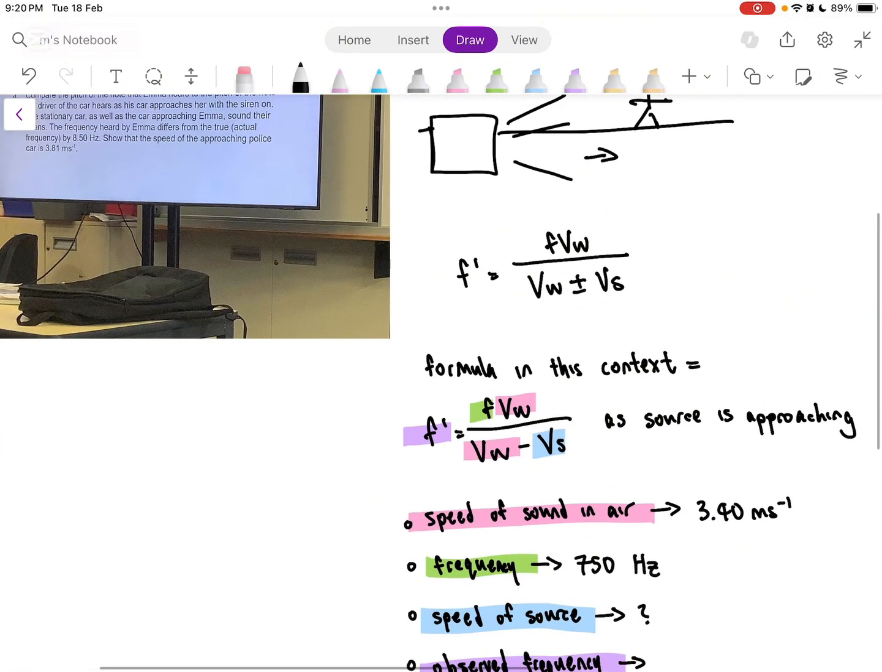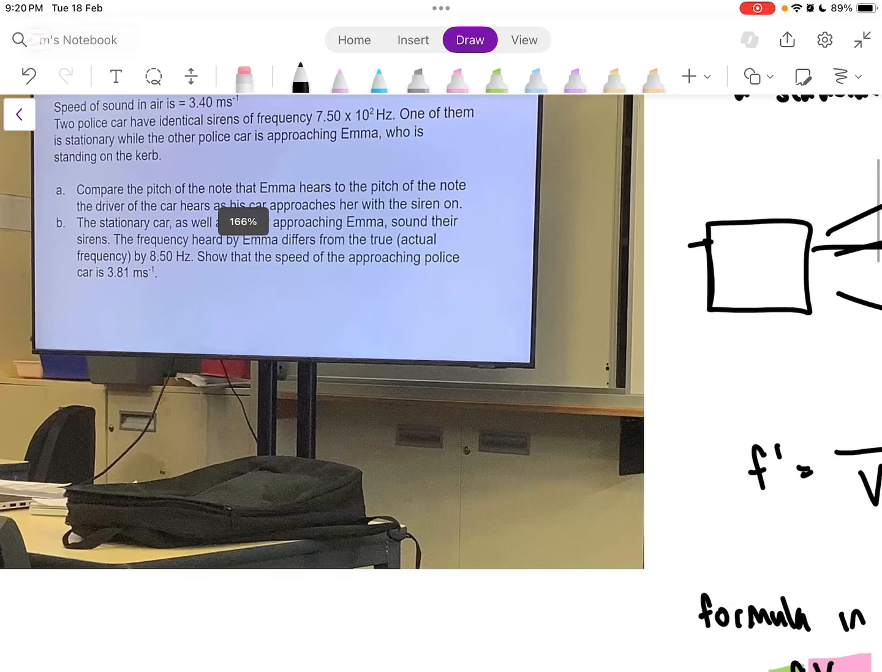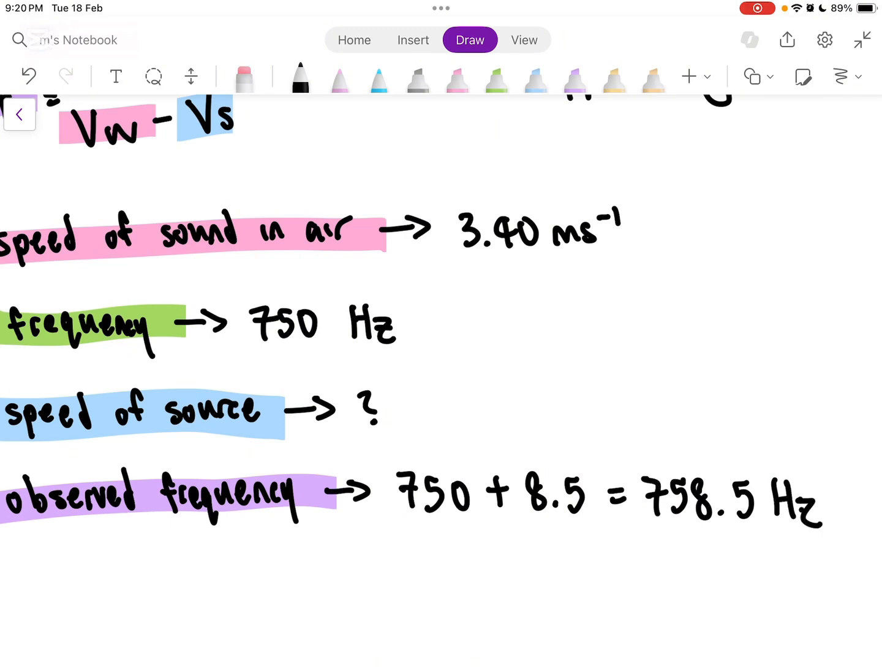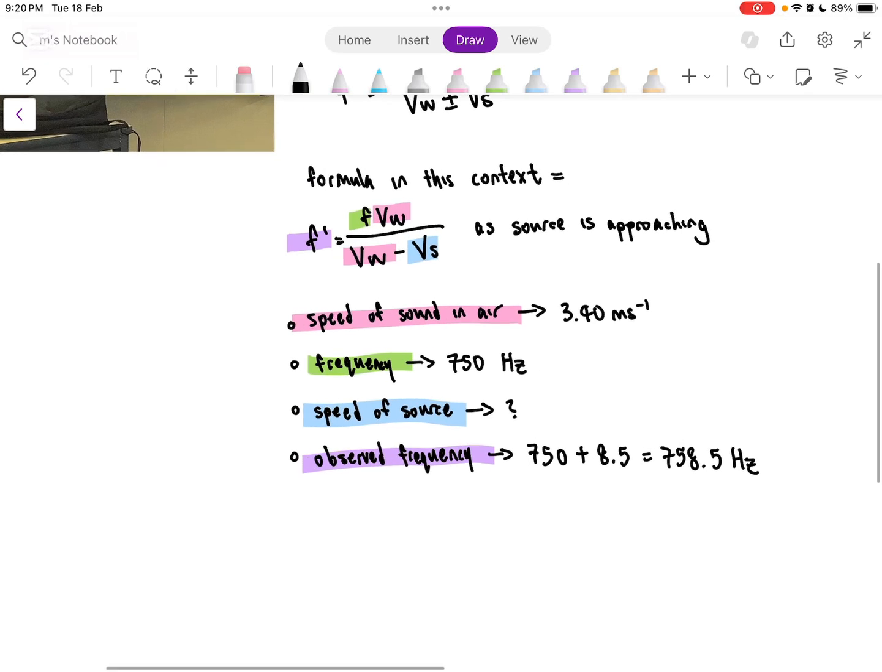In other words, that means there's an extra 8.5 hertz put onto the observed frequency. So that means f prime is 750 plus 8.5, which is, hold on, 750 plus 8.5, it is 758.5 hertz. Okay, so now that we look at this, it's actually quite simple. All we have to do is put everything in the formula.